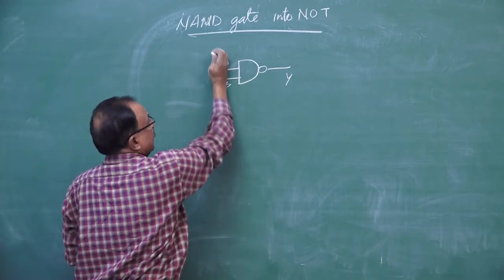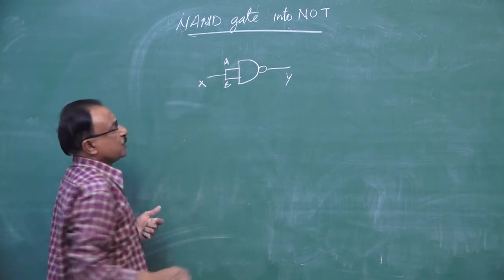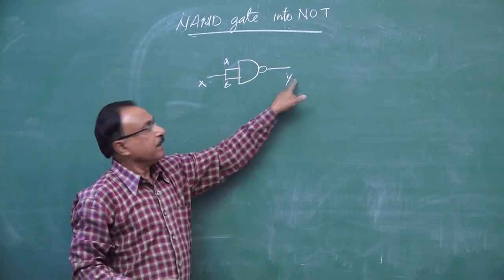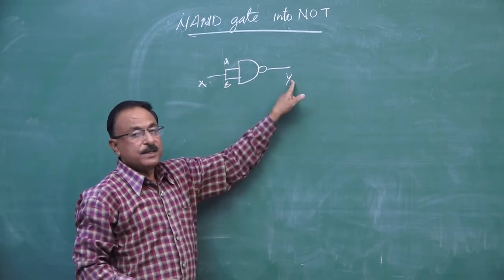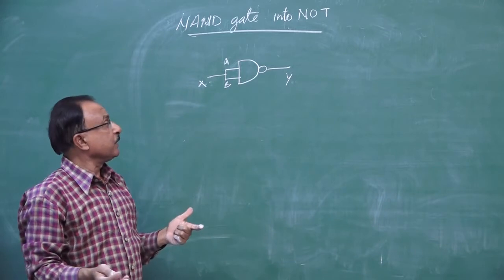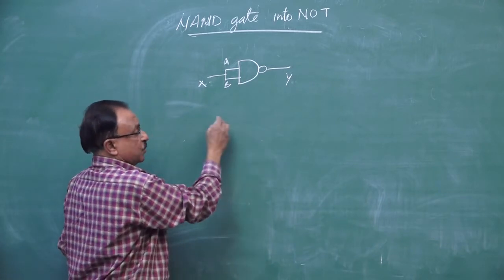What we did, we join the inputs and make them a single input. We join A and B and make a single input. That is, X is the input and Y is the output. It becomes a NOT gate. Now how can we know that it becomes NOT? We can check it by the truth table.